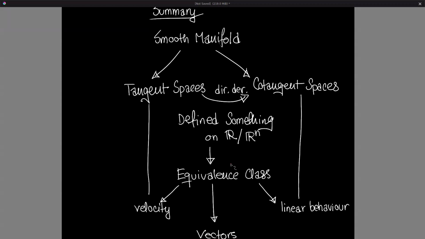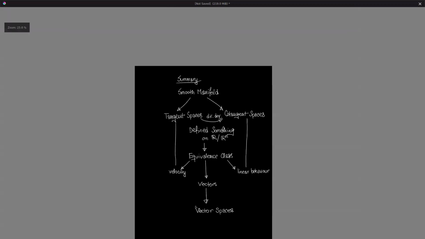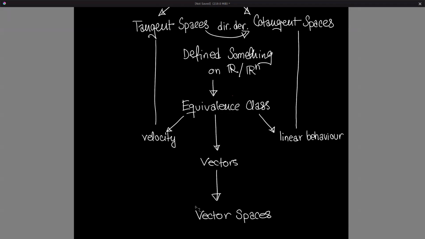Maybe it has something to do with category theory, but I'm not sure about that. So don't quote me on that one.